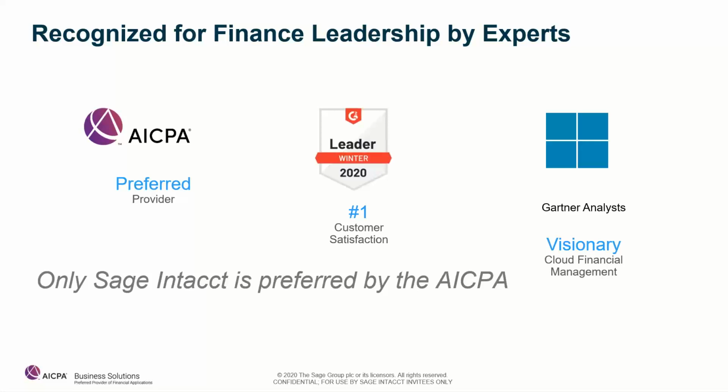So Sage Intacct is the first and only preferred provider of the AICPA, the only publisher to have earned this endorsement to date. Intacct is the undisputed leader in customer satisfaction as well, as evidenced by ratings of 98 out of 100 on G2 across 2,000 surveys in the winter of 2020. So highly regarded. And then Gartner recognizes Sage Intacct as a visionary in the small to mid-size ERP market.